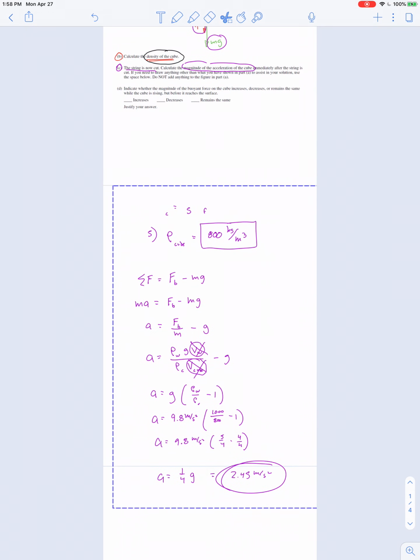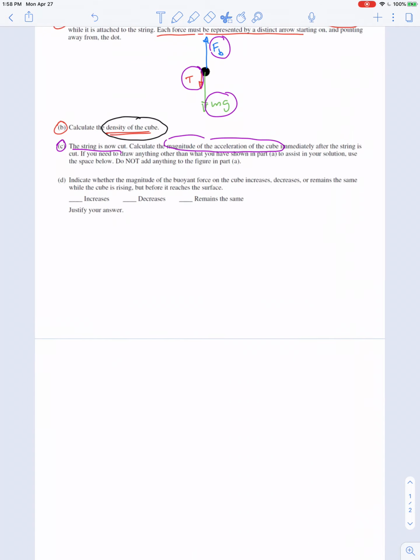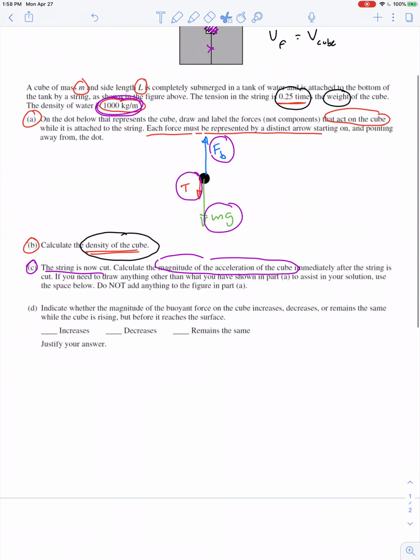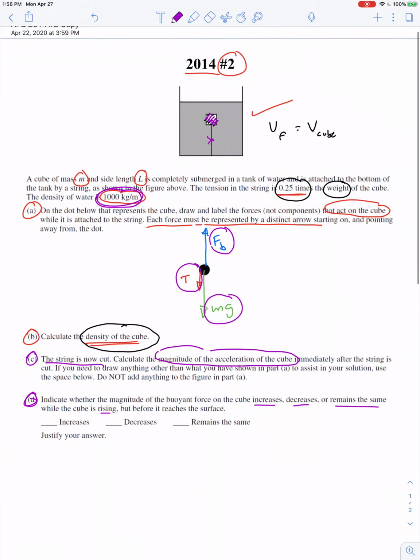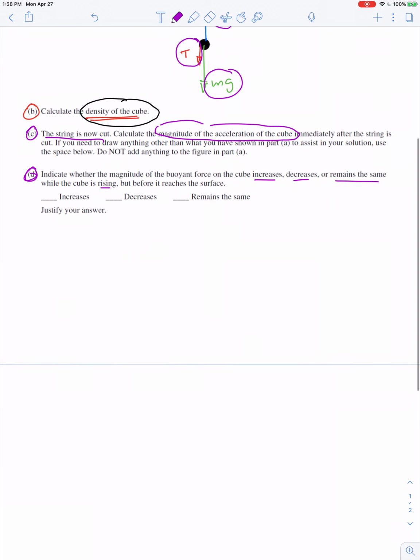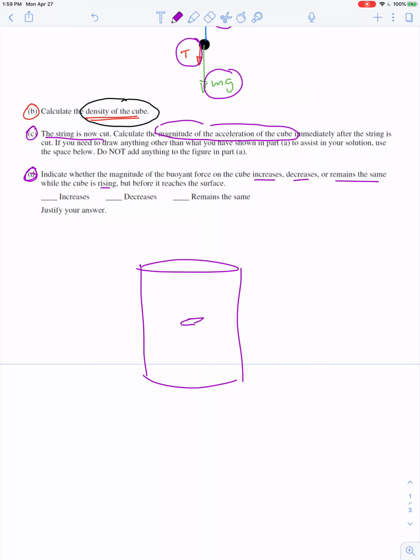Let me clear some room. Last part. Indicate whether the magnitude of the buoyant force on the cube increases, decreases, or remains the same while the cube is rising. So we draw the cube here at point 1, and it accelerates upward. So now the cube gets to this point, it reaches this point.